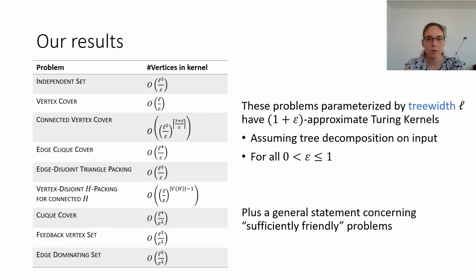So we studied a number of graph problems when parameterized by Treewidth, which I will get to in a minute. We show that they have 1 plus epsilon approximate Turing kernels for all epsilon larger than 0, where we assume that a tree decomposition is given on input. If it is not given, we can approximate it, but then these bounds will get slightly worse. We also have a general statement that says if a problem is what we call sufficiently friendly, then it also has a 1 plus epsilon approximate Turing kernel of a certain size. Now in this talk, I will talk about the Turing kernel for independent set and for connected vertex cover.